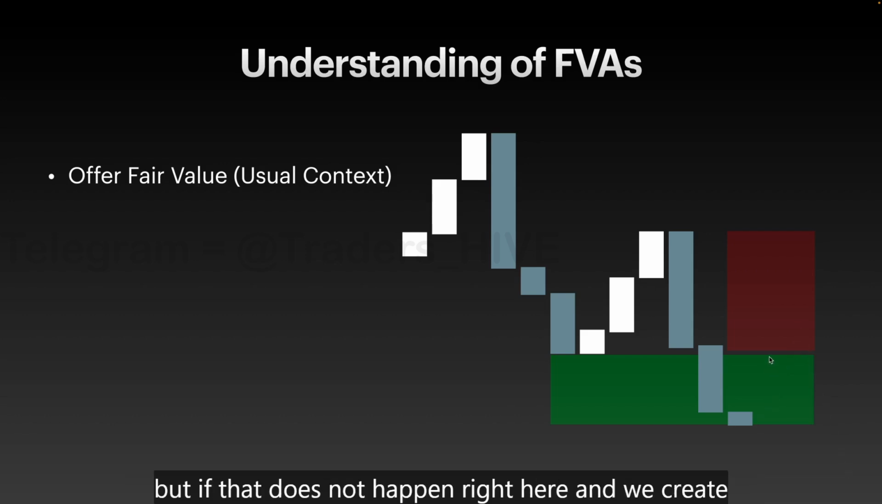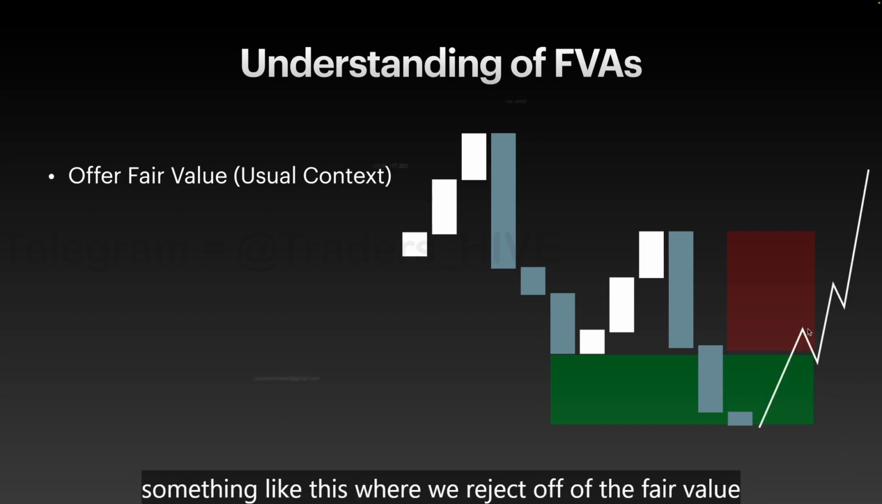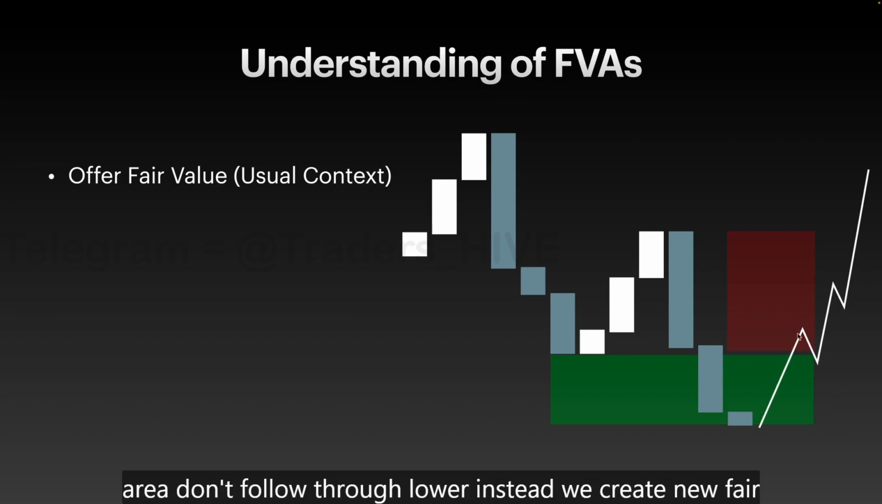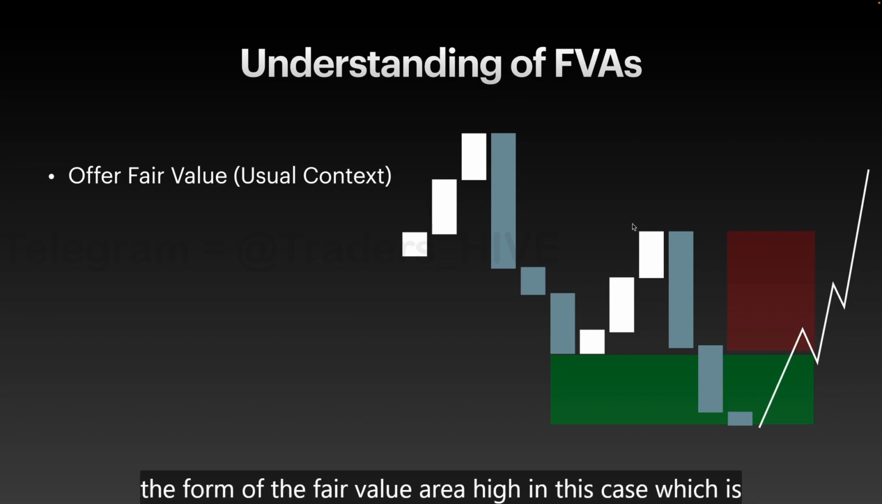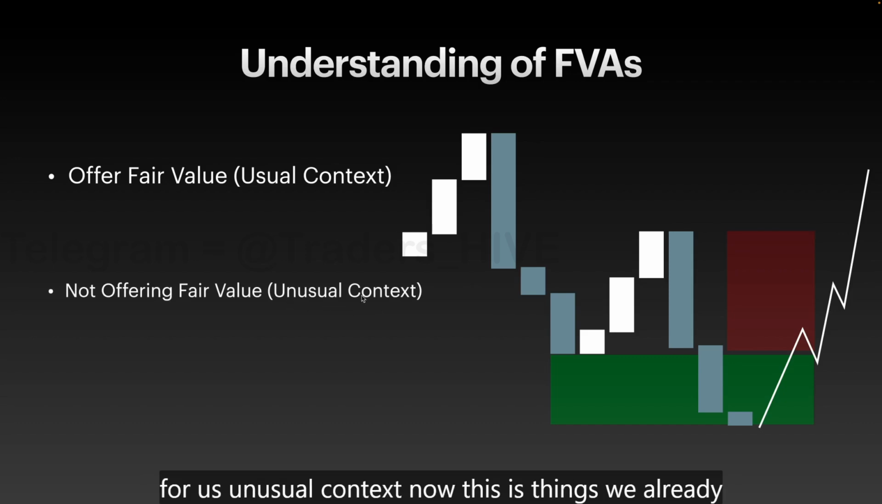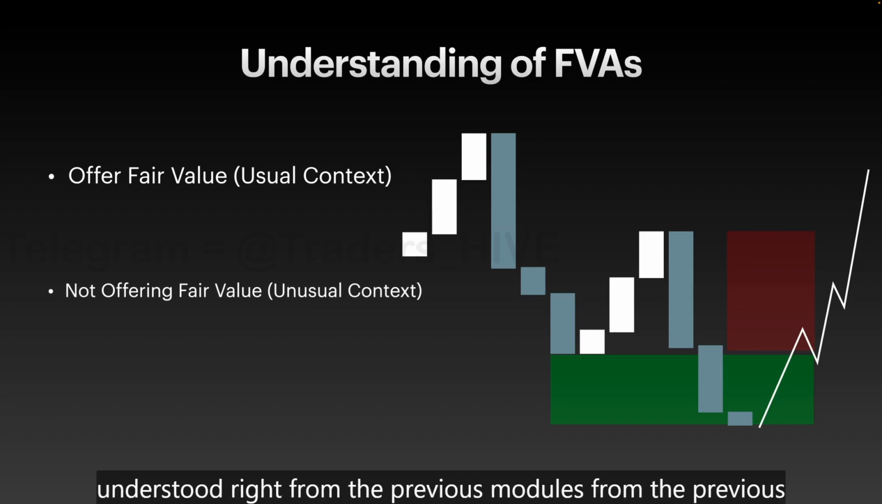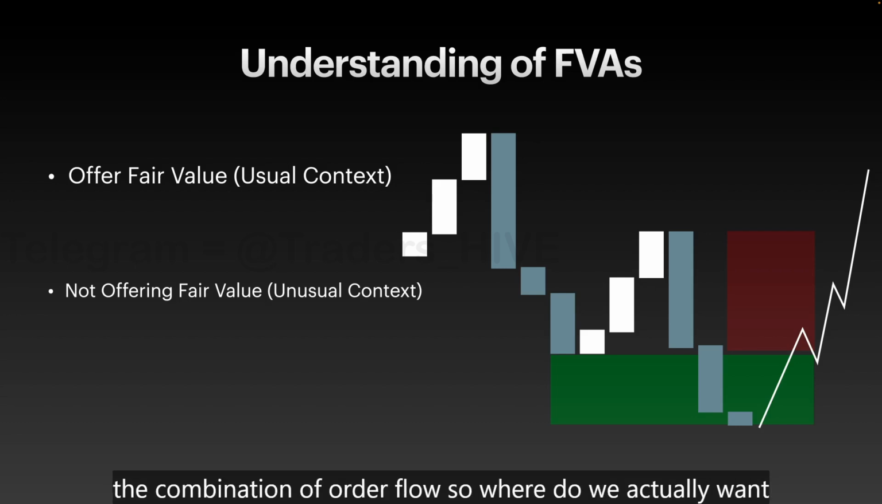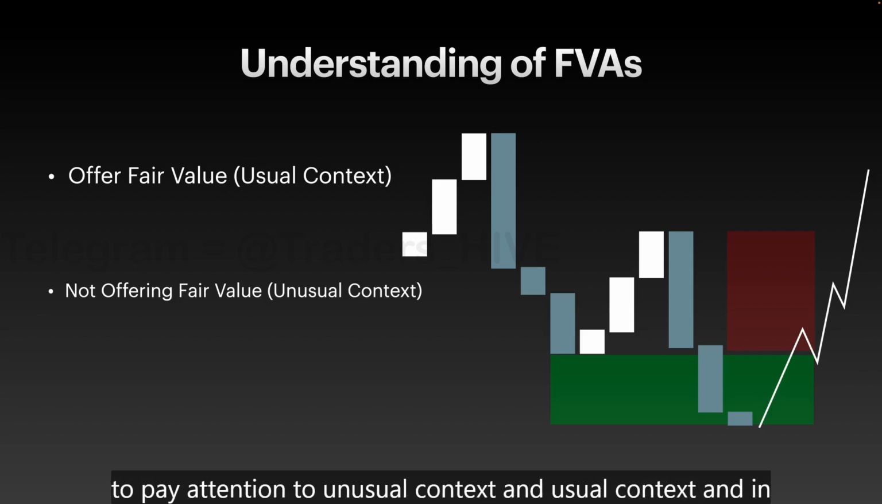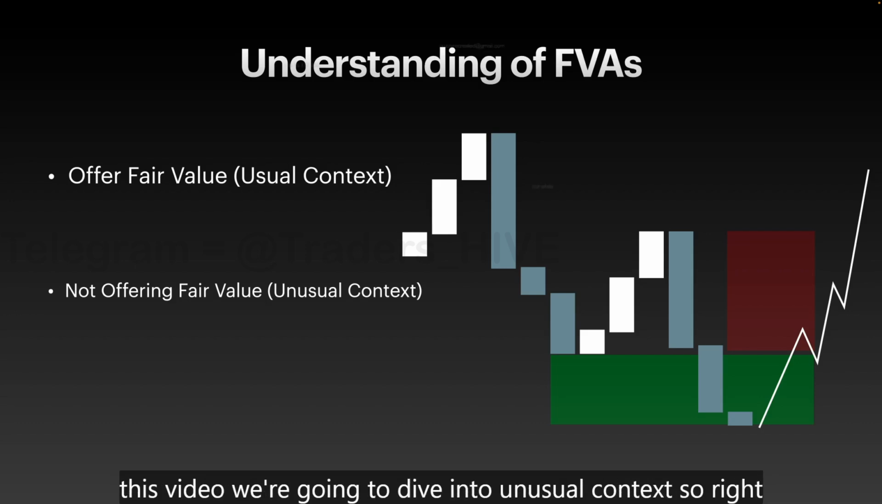But if that does not happen right here, and we create something like this, where we reject off of the fair value area, don't follow through offering fair value anymore, we are seeking liquidity in the form of the fair value area high in this case, which is for us unusual context. Now, this is things we already understood, right? From the previous modules, from the previous enrollments as well. But now we want to understand this with the combination of order flow. So where do we actually want to pay attention to unusual context and usual context? And in this video, we're going to dive into unusual context.